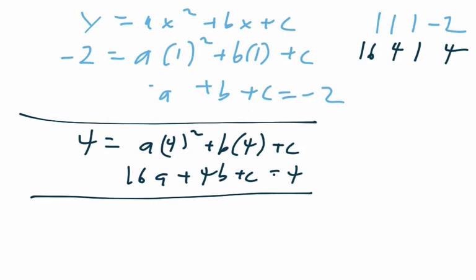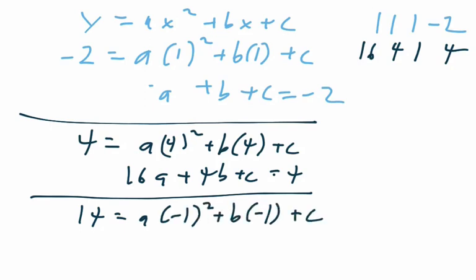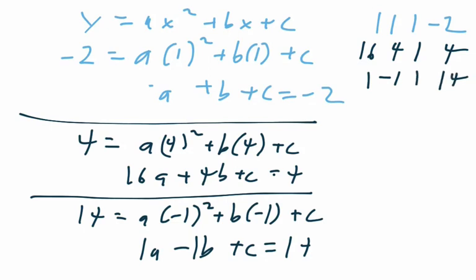And then finally, the last one is 14 equals a times negative 1 squared plus b times negative 1 plus c. So negative 1 squared is positive 1, minus b, 1a minus 1b plus c equals 14. So 1, negative 1, 1, 14. So that's my answer for A.